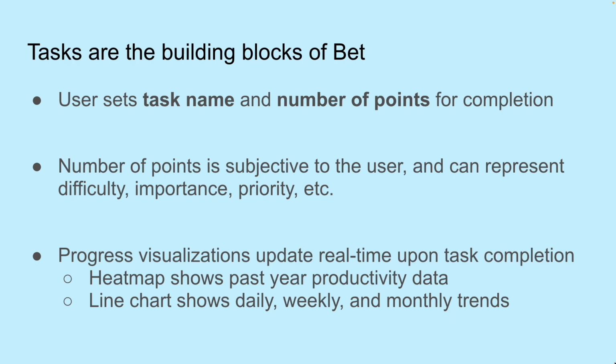When a user completes a task, their progress is updated real time. This progress is displayed in the form of a heat map visualization, which shows day-to-day productivity, as well as a line chart visualization, which shows daily, weekly, and monthly trends. A concrete demo is given in the following slide.